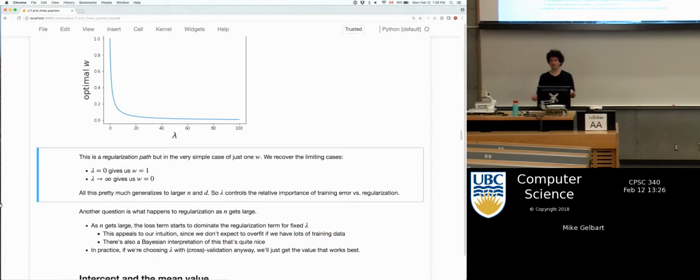Having said all that, it's useful to have intuition about what lambda means. But if we're just going to set lambda with a validation set or cross-validation anyway, then in a sense, who cares? We don't really have to sit there thinking, what should lambda be? We're just going to pick whatever works best. But still, it's worth understanding what it means to have a bigger or smaller lambda. Okie dokie.